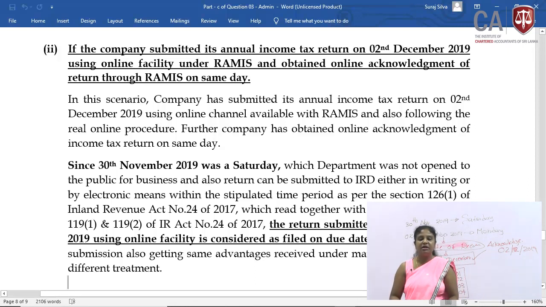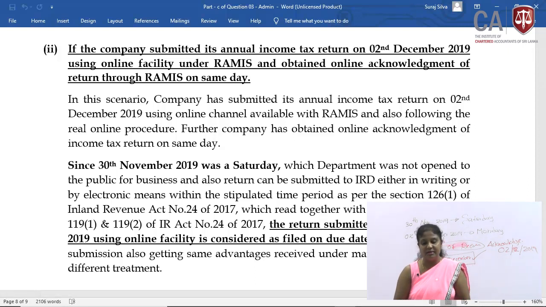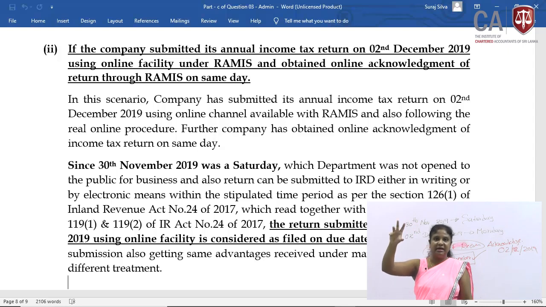In this scenario, the company has submitted its annual income tax return on 2nd December 2019 using the online channel available with REMIS and also following the proper online procedure. That means you have to log into the REMIS system under e-services and put in the user IDs and passwords of the company, and after that, under the return and return management part, then filing of income tax return.